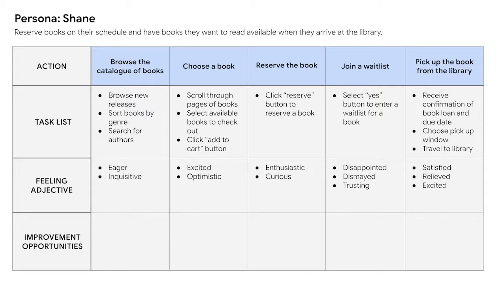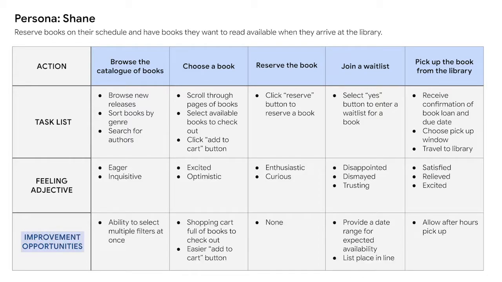Then, Shane feels excited and optimistic that they can choose the book they're interested in reading. Similar to the last step, I've added feelings for each of these actions. And finally, step 4, add improvement opportunities. This is where we'd identify new ideas to improve each action in the user journey.